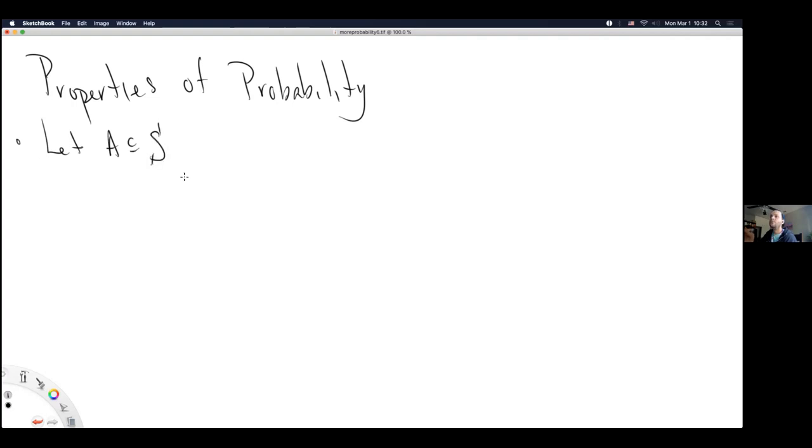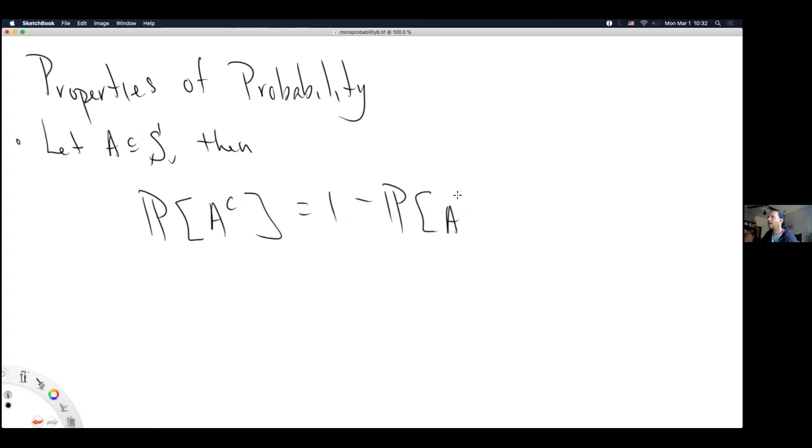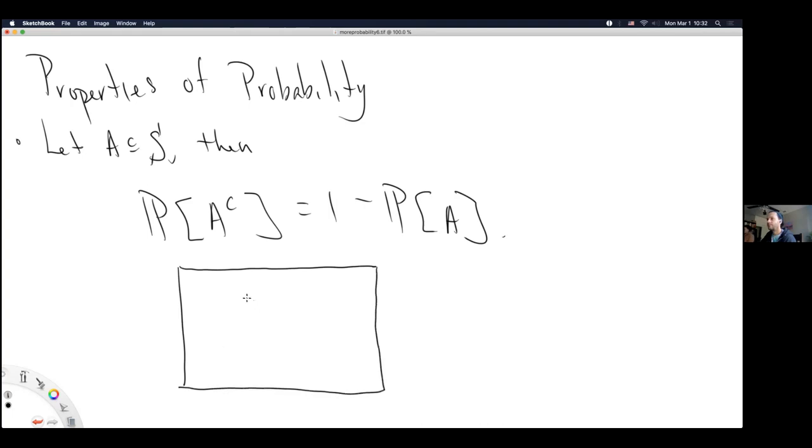Okay. Assume you have some subset A of the sample space. It's pretty much how all of our properties are going to start. Then the probability of A complement is equal to 1 minus the probability of A. And that's not so difficult to see once we get it in a picture. If we have an entire sample space S, and we know the probability of S is equal to 1, you could almost think of this right here as the probability of the sample space.